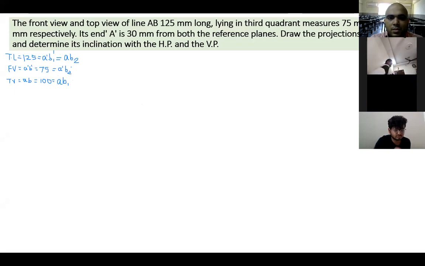Now the major thing comes. End A is 30 mm above both the reference points. Okay, 30 mm from both the reference points. That is one data. And the next is lying in third quadrant. Lying in third quadrant. Now for this, what you have to write: A dash will be 30 mm, but it will be below XY. And in the case of A, it will be 30, but it will be above XY line. Okay. This is the data what we are supposed to write.